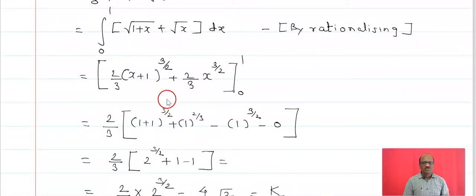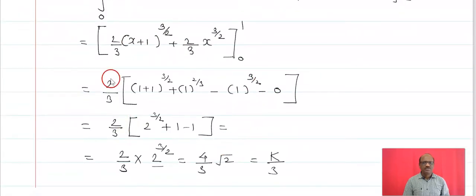Now substitute x equals 1, take 2 by 3 as common. As x equals 1, you will get (1 plus 1) raised to 3 by 2 plus x is 1, that is 1 raised to 2 by 3, minus lower limit. Substitute x equals 0, then this will become 1 raised to 3 by 2, again here 0, then you will get here 0.